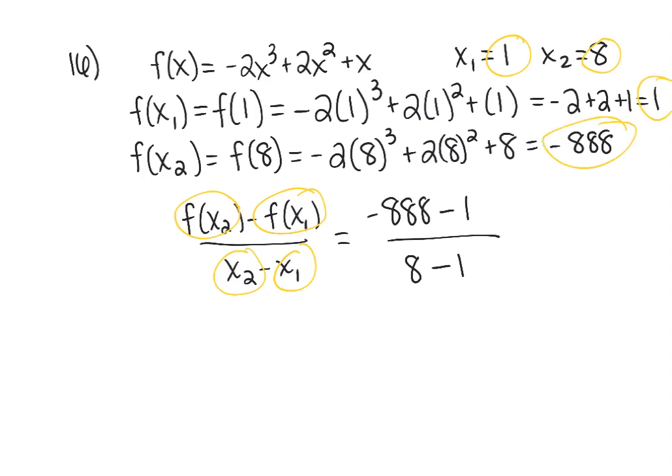And now simplify this. The numerator becomes negative 889. The denominator is 7. And that simplifies to negative 127.